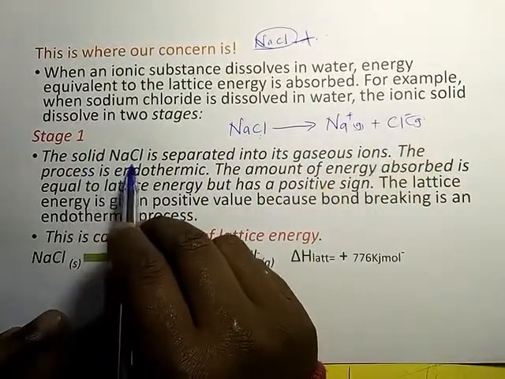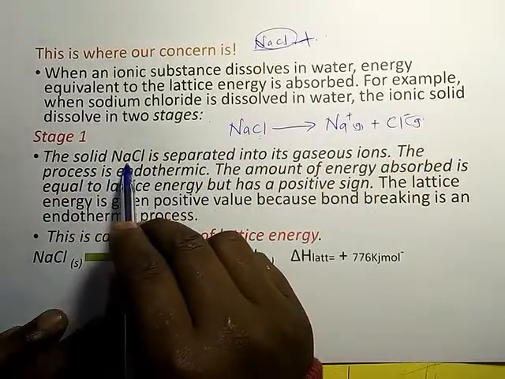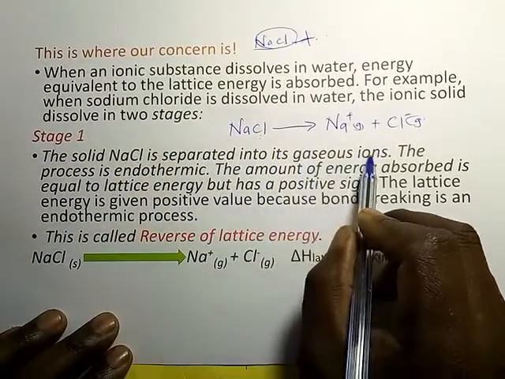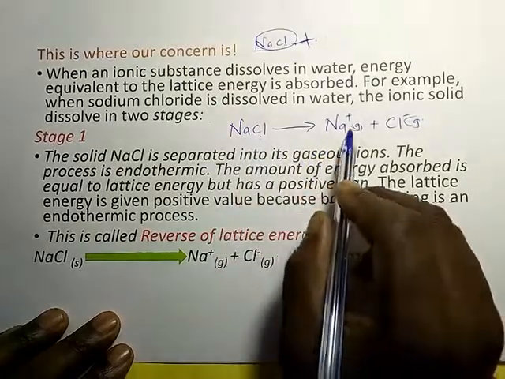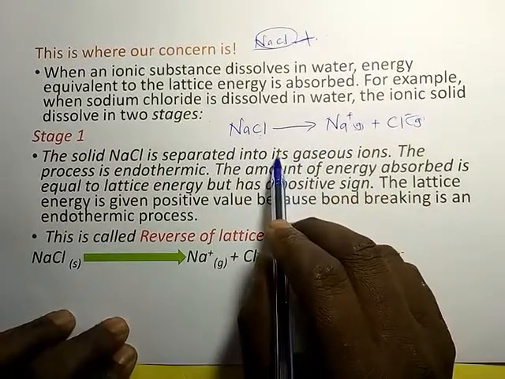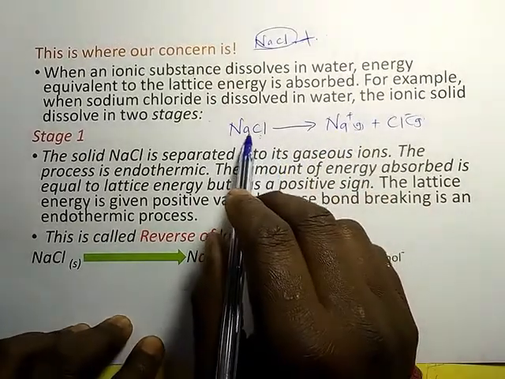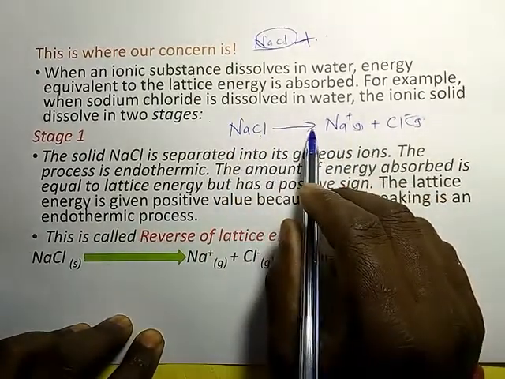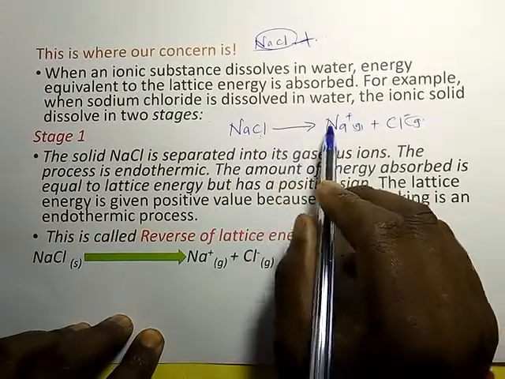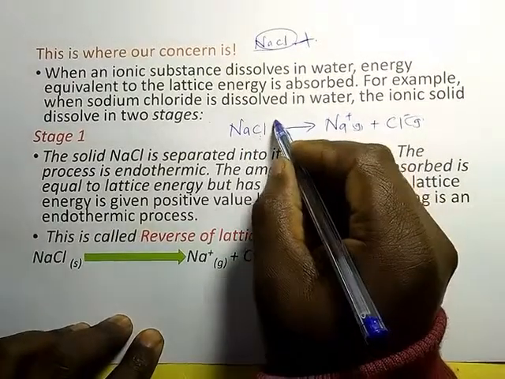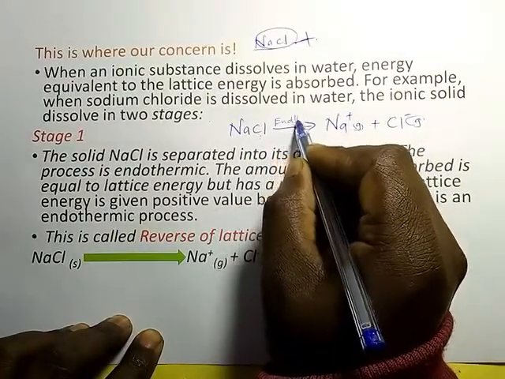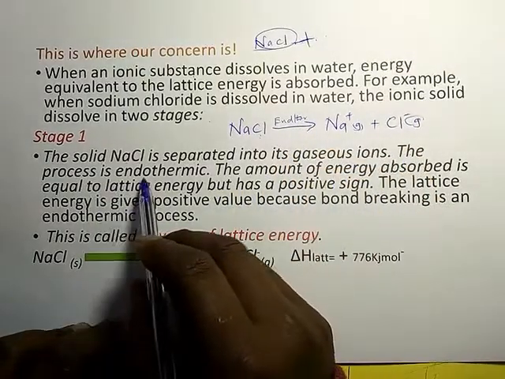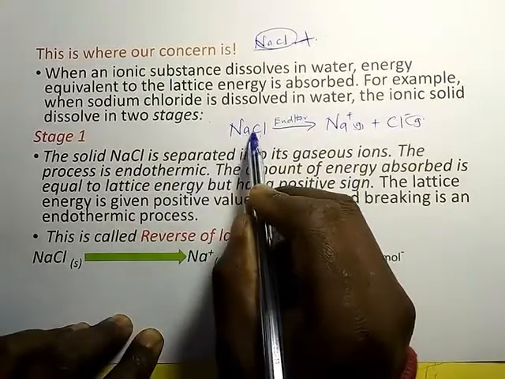So the solid sodium chloride is separated into its gaseous ions. So the bonds are broken. That's why it was important for you to remember bond breaking. So if bonds are broken, is that process endothermic or exothermic? Bond breaking is endothermic, right? So the process is endothermic because we are breaking the bonds.